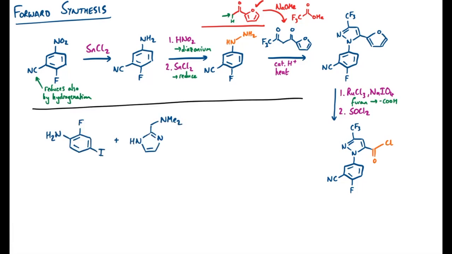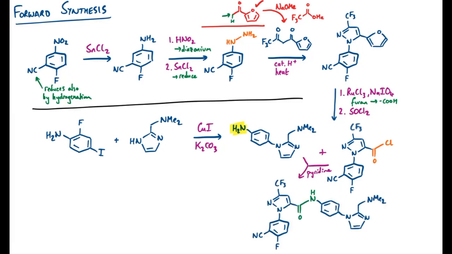Talking of which, what we needed to do was an Ullmann coupling between these two aromatic intermediates. So that's using copper iodide, and we need to deprotonate the imidazole too. So potassium carbonate will do that. And that gives this intermediate. Next thing we need to do is expose this amine to the acid chloride. Probably sensible to do this in the presence of pyridine. And that's our key fragment coupling to form the linking amide.